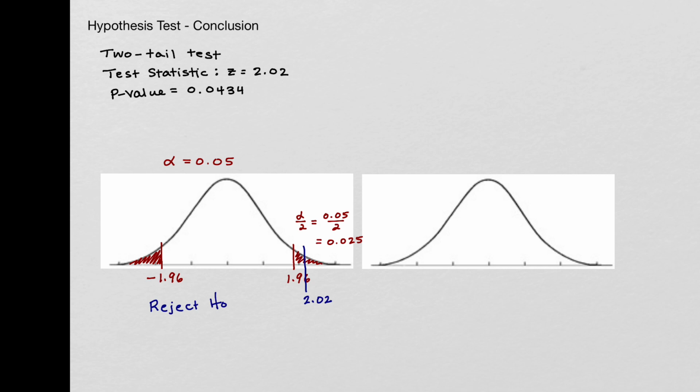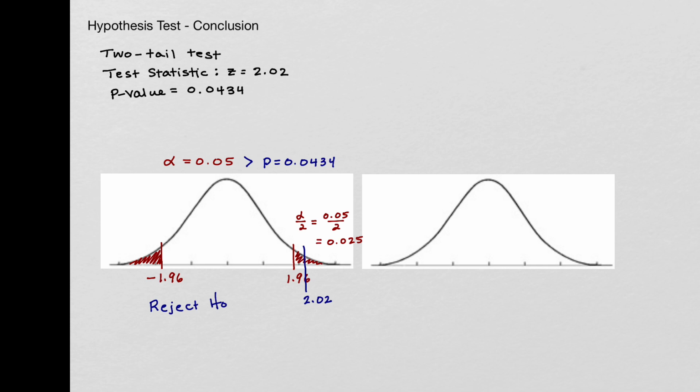Now that's using the critical value method, but maybe you want to use the p-value method. So I could take my p-value, which is 0.0434, and just compare that to alpha. Since alpha is greater than p, that also tells me to reject the null hypothesis. So that's what we're doing in the case where alpha is 0.05.